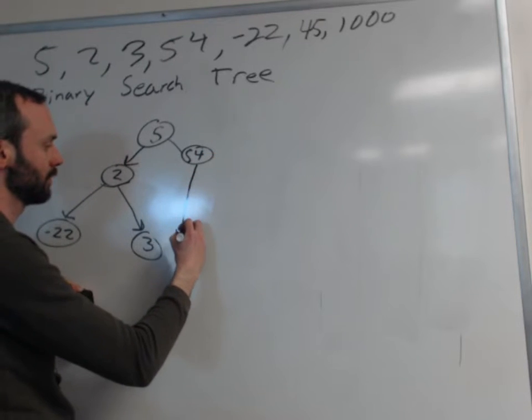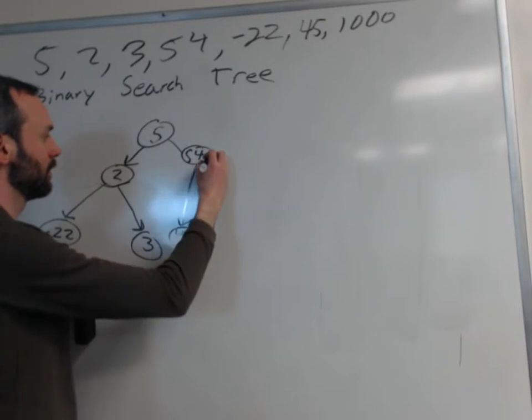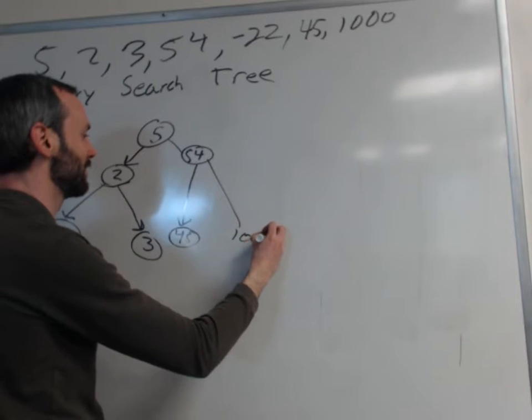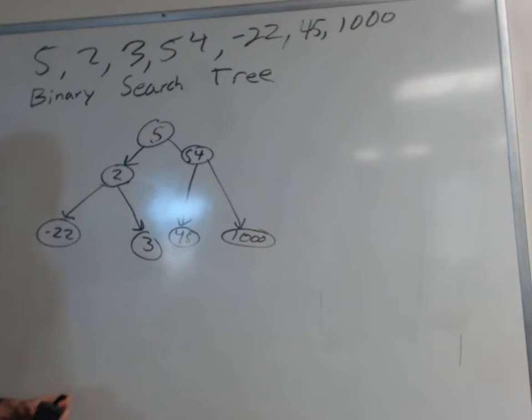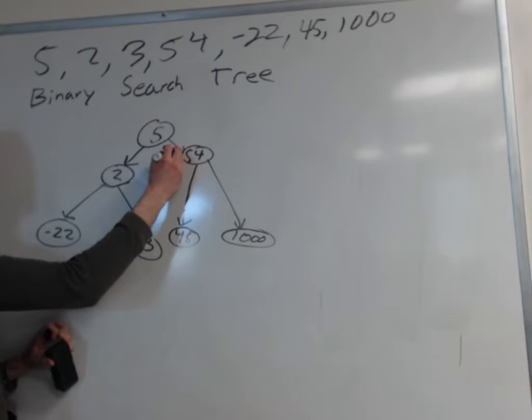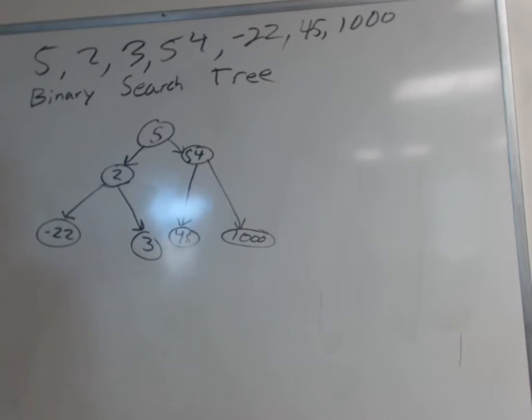What do we got, 45? And then 1,000. Okay. How will we print this? Well, first off, are there different ways to print this? Yes, okay, good. Recursion, yes. When you do binary search trees, if you write your algorithms recursively, it's going to be a lot easier.